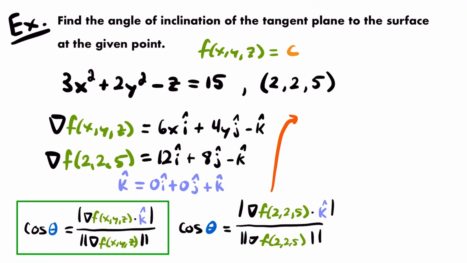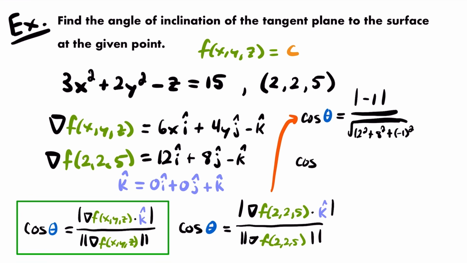Okay, so continuing over here, we'll have cosine theta is equal to the absolute value of this dot product. So take the sum of the product of corresponding components. 12 times 0 is 0, plus 8 times 0 is 0, plus negative 1 times 1 gives you negative 1. I'm just going to write it like that. And then we're dividing by the magnitude of that gradient vector. So take the square root of the sum of the components squared, which I will write out. We have 12 squared plus 8 squared plus negative 1 squared. The absolute value of negative 1 is 1. And then 12 squared is 144, 8 squared is 64, and negative 1 squared is 1. Add those numbers together, and you get the square root of 209.